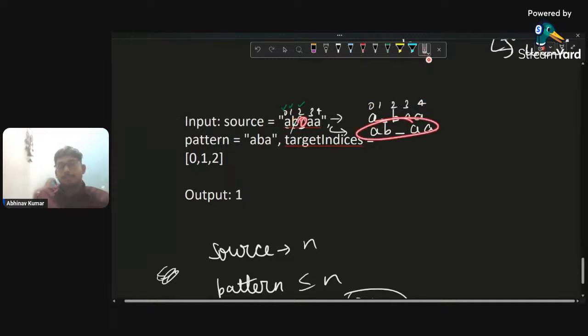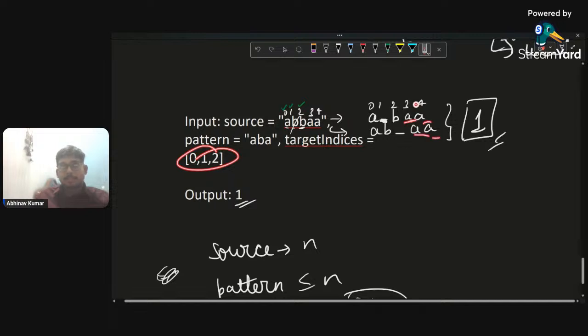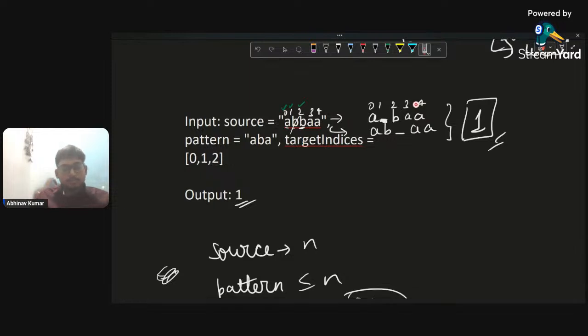That's the maximum we can delete. So a maximum of one deletion in both the cases. So my final answer is going to be 1 for this test case. I hope you understood. We could have deleted these A also, but it was not in my target indices, so it is not allowed to be deleted. Okay, so I hope you understood what the problem states. Now how can you find out the maximum number of deletions you can make?